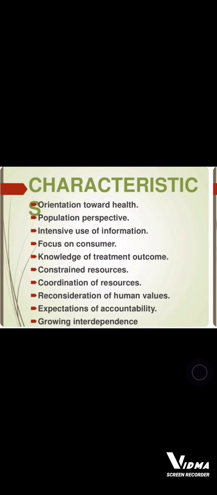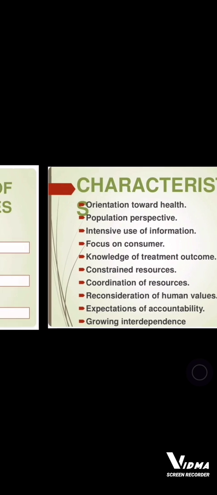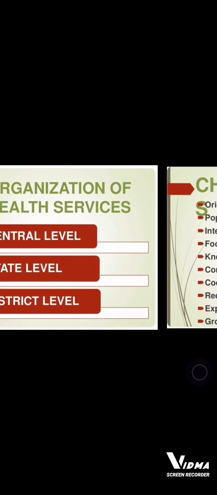Then they will constrain resources, whatever the resources they have got, they will maintain and coordinate the resources, then they will reconsider the human values, then they will fulfill the expectation of accountability, then they will grow interdependence. Then after this, up to now you may have understood.